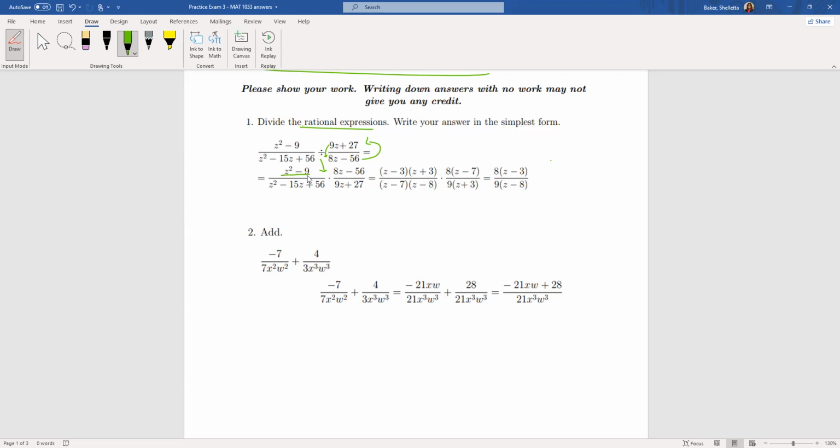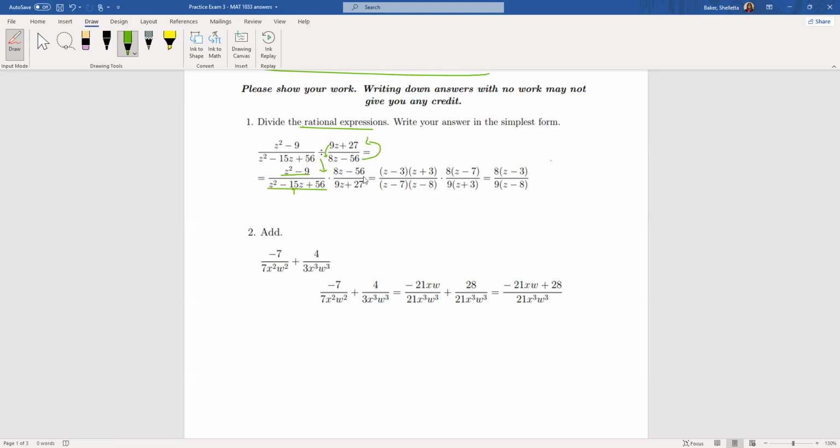So in our numerator, we see the z squared minus 9. We factored using z minus 3 and z plus 3. In the denominator, the z squared minus 15z plus 56, we find two numbers where when we multiply them, we get 56. But when we add them, we get negative 15, and that is negative 7 and negative 8. So we factored that denominator of the first fraction using z minus 7 and z minus 8.